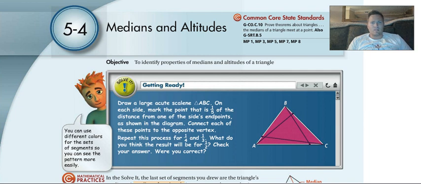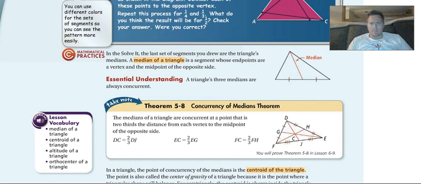Alright, welcome. This is 5.4 medians and altitudes. So make sure you write that at the top of your paper. Alright, so we got some vocab to go over.